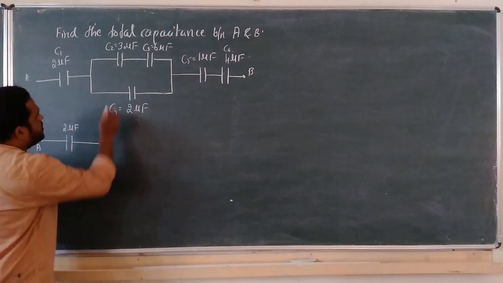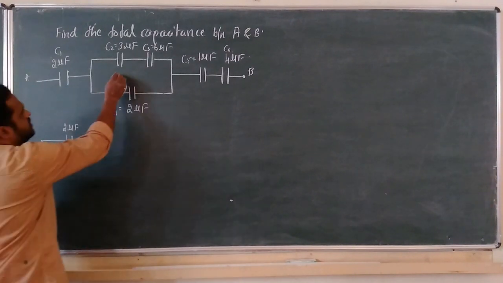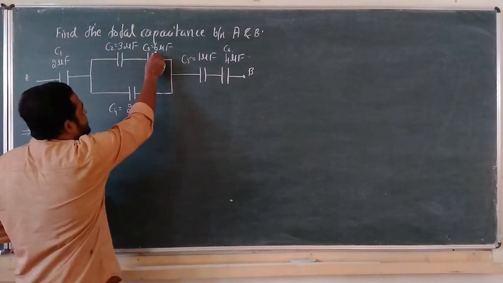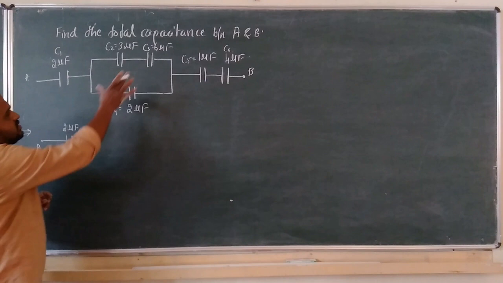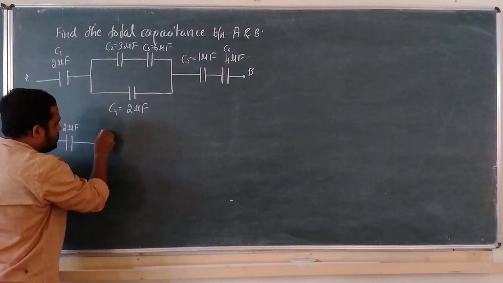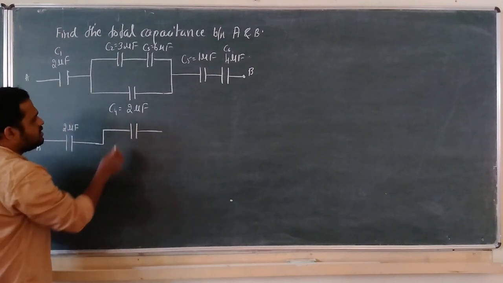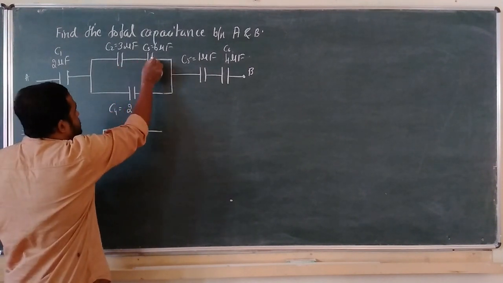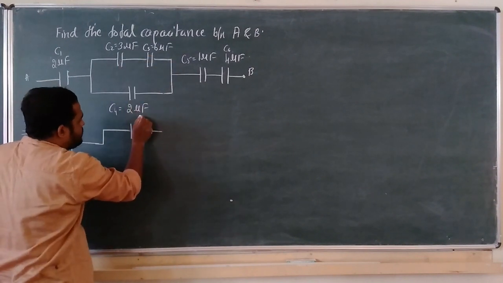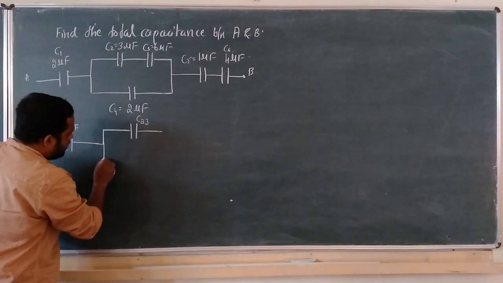Next, if you consider this part of the circuit, C2 and C3 are in series. This is the series combination of two capacitors. So I can calculate the effective value of capacitance in this series combination. I'll represent it as C23. Let us calculate the value.